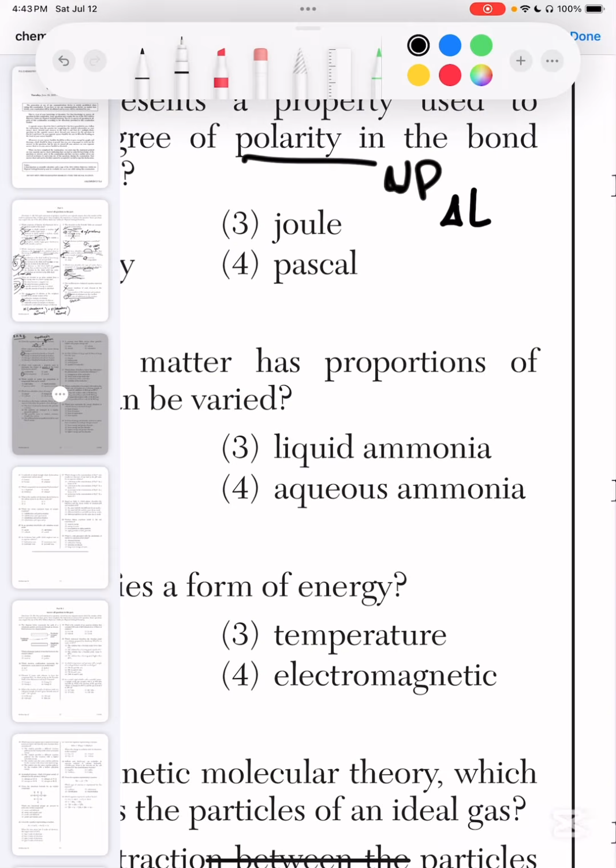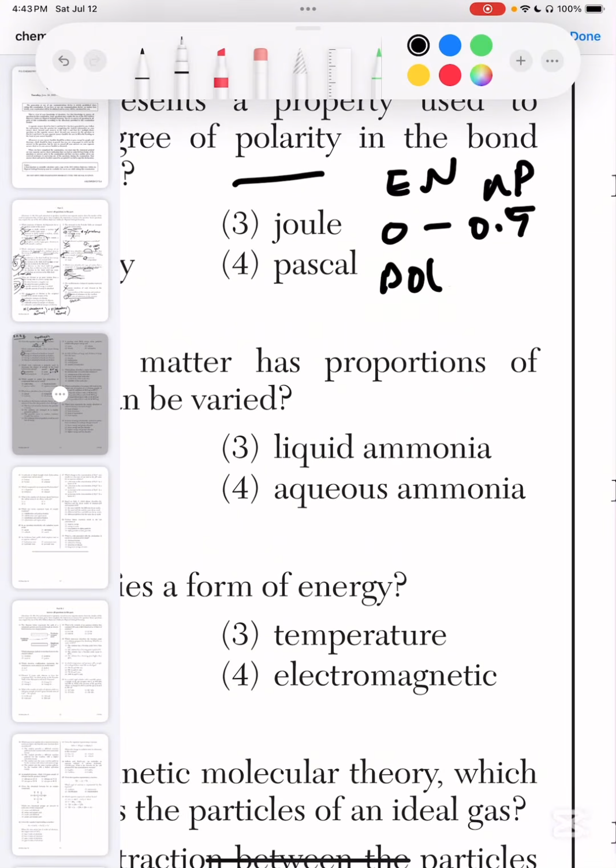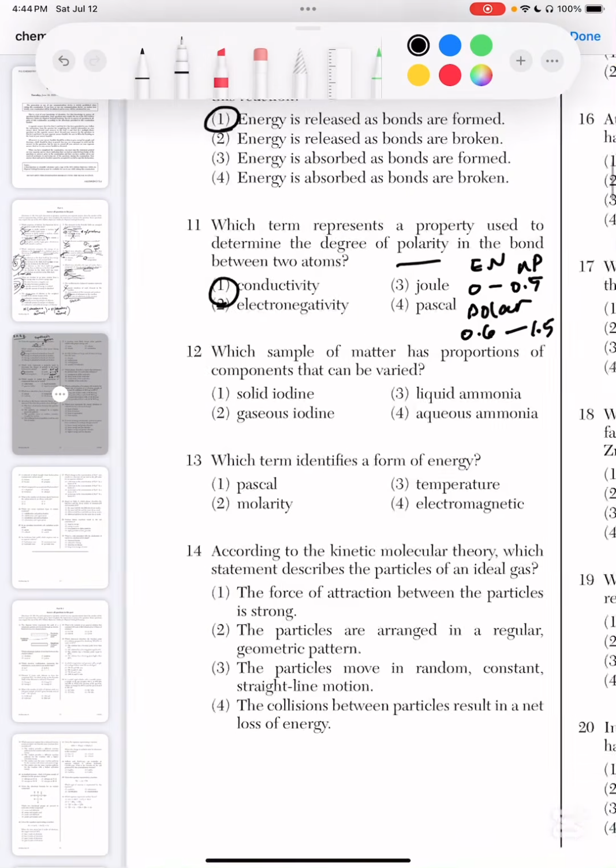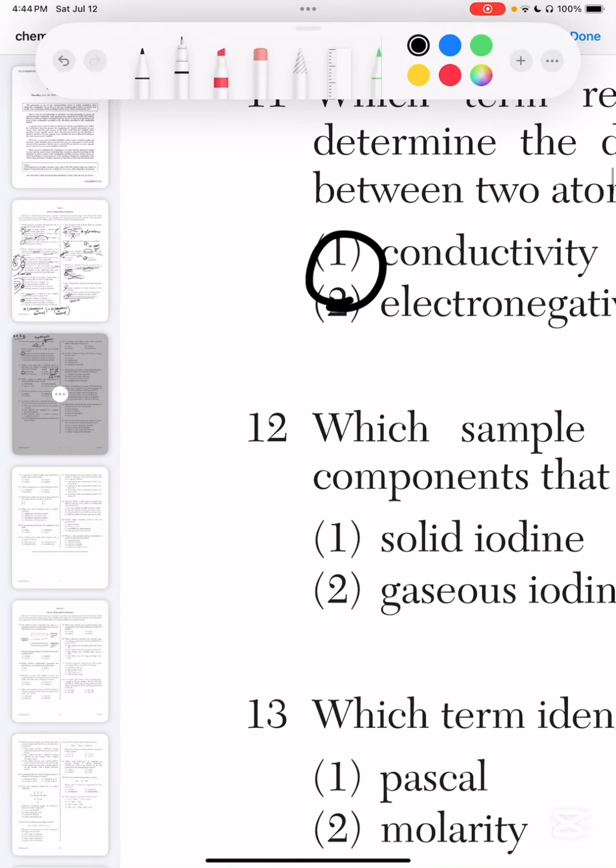The difference in electronegativity, this autocorrect is so bad. This is even worse than my handwriting. Polarity. The difference in electronegativity is 0 to 0.5 for nonpolar bonds. Polar is up to 1.5-ish, I think. Oh my gosh. Why is autocorrect like this? Okay.